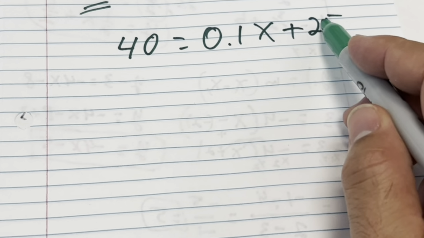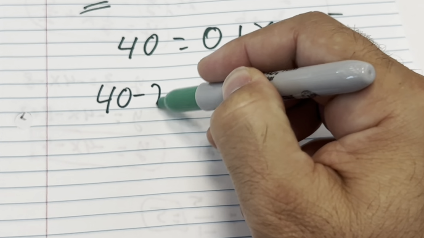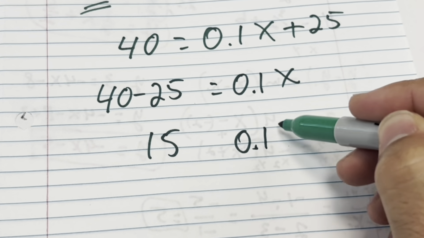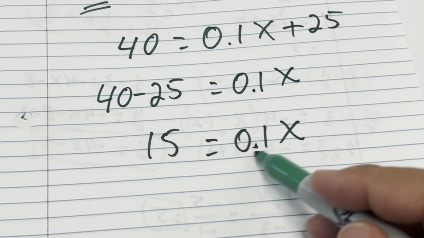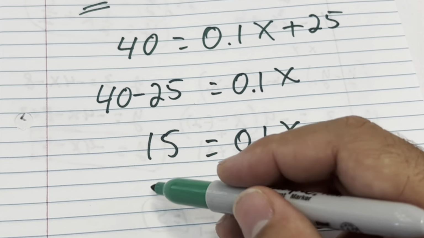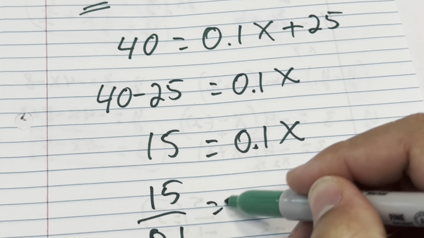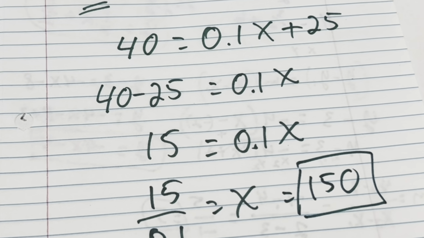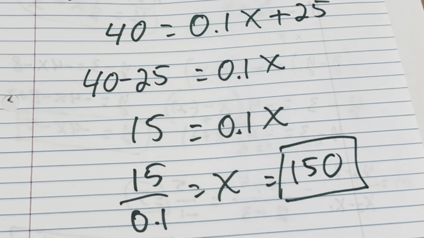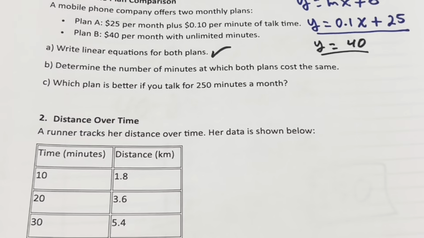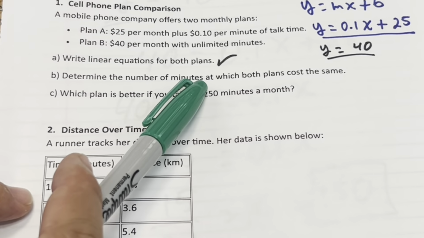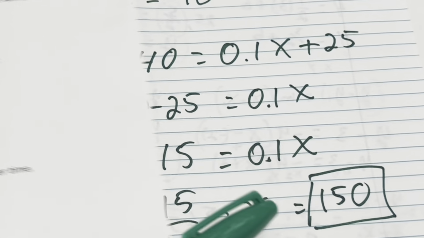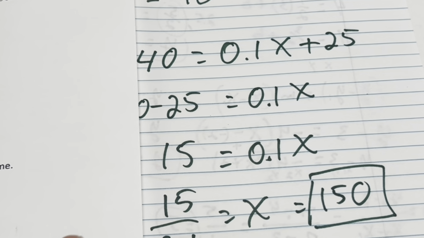We need to solve that equation. The 25 goes to the other side as minus: 40 minus 25 is 15, equals 0.1x. Now the 0.1 multiplying the x goes down dividing, so 15 divided by 0.1 equals x. When you divide this, it equals 150. What does the 150 represent? It represents the minutes. Part B says determine the number of minutes at which both plans cost the same. So 150 is the number of minutes at which both plans cost the same.